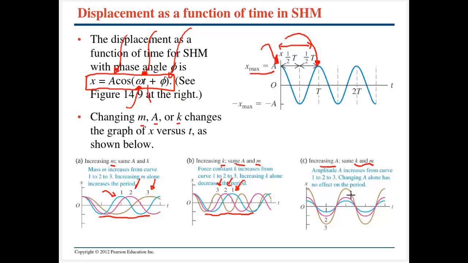It's simply changing how far you stretch the spring away from equilibrium, and you can see changing the amplitude from 1 to 2 to 3 is not going to affect the period or the angular frequency. It's just going to affect the maximum displacement.